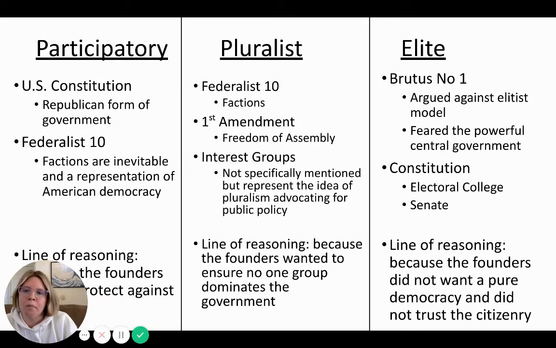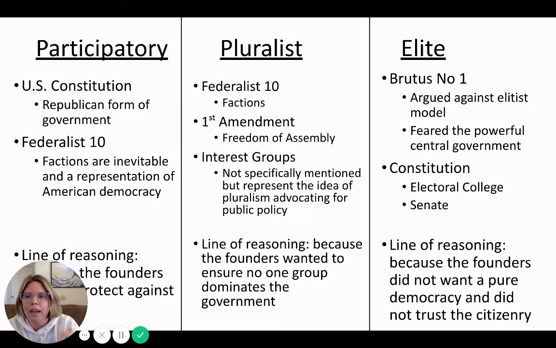So if I was going to say participatory was the founders' intent, I would basically just say that I would use the U.S. Constitution, and I would talk about the Republican form of government. I would define that as representative democracy. That means that the founders intended for people to be involved. They wanted people voting for their leaders, and they also had short elections with only 2 years in between election cycles, basically. And that really shows that they wanted people to participate and vote and choose their leaders.